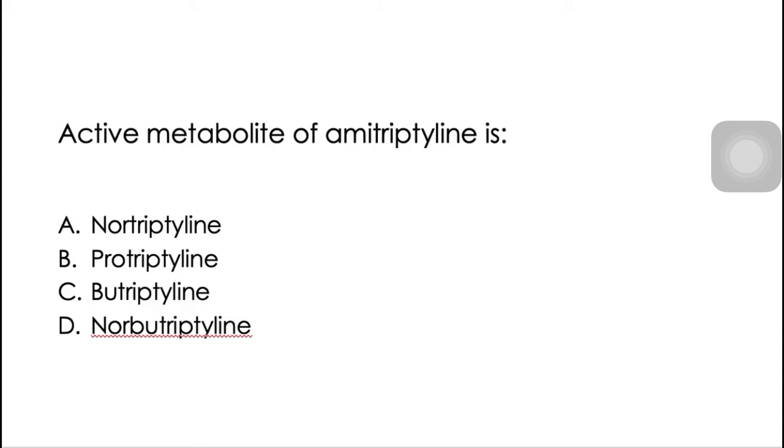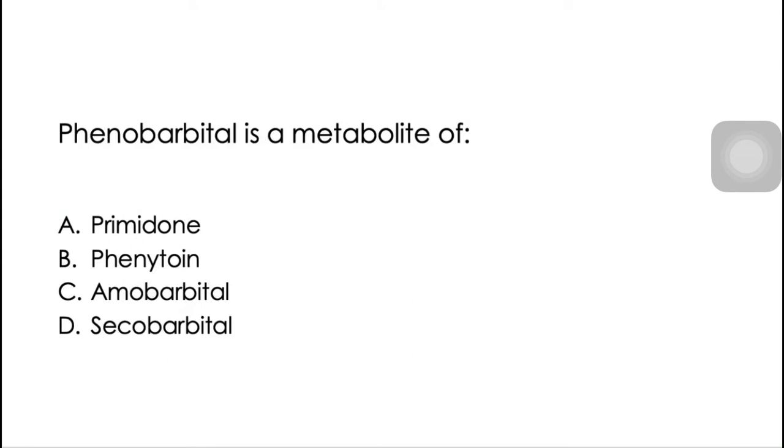Okay, active metabolite of amitriptyline. So the answer here is letter A, nortriptyline. So for amitriptyline, we have your nortriptyline. Phenobarbital is a metabolite of, the answer is primidone. So letter A, primidone. Okay, so remember these metabolite questions. No? Metabolite of phenobarbital, we have your primidone. Metabolite of amitriptyline, we have nortriptyline. So yes, no? The drug procainamide, metabolite, we have your N-acetylprocainamide.